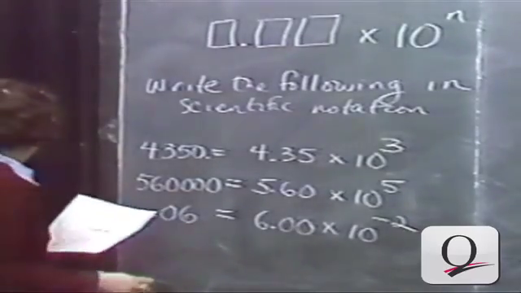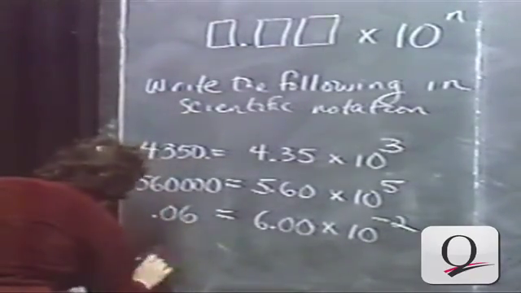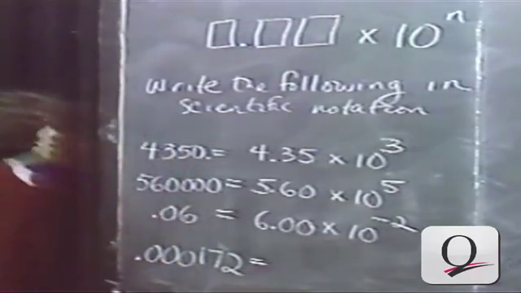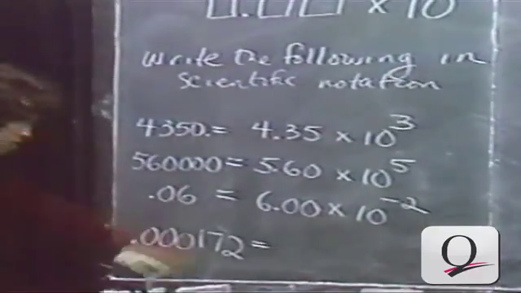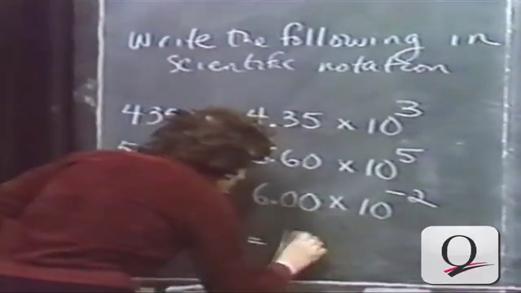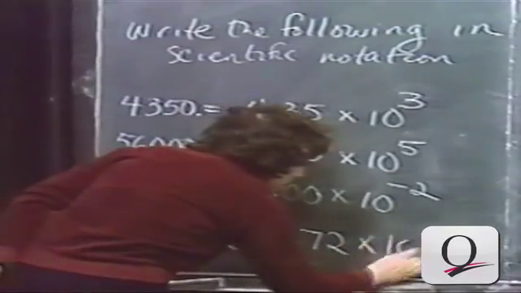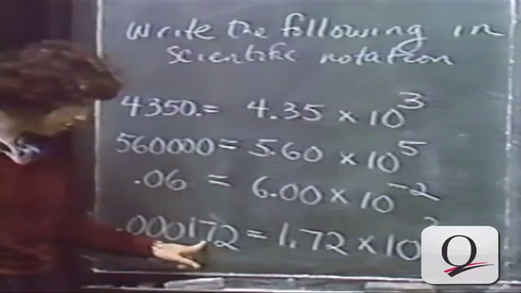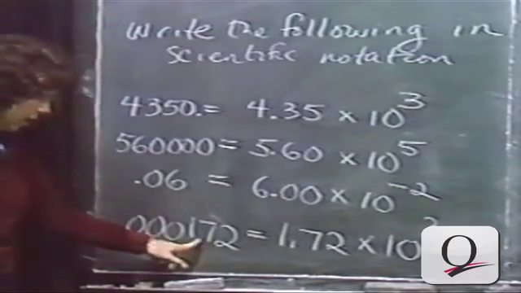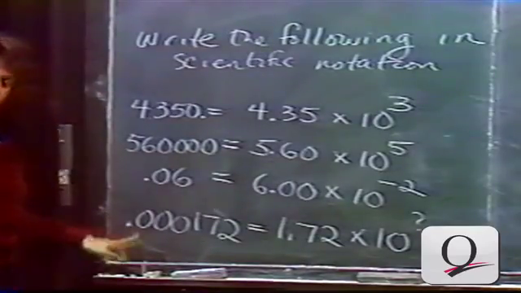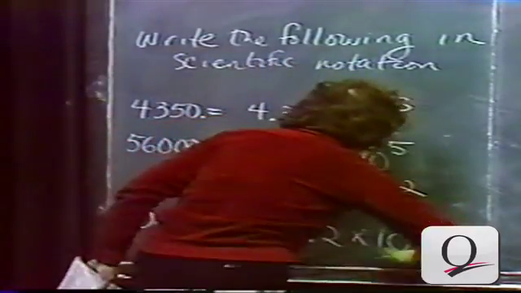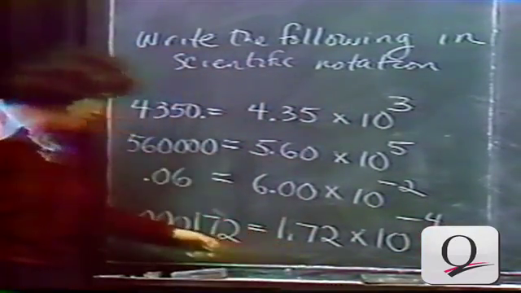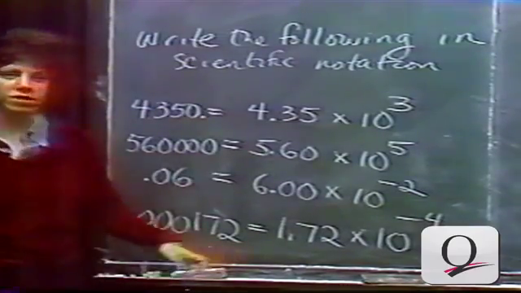Okay, let's try one more problem, 0.000172. We're going to write this in scientific notation. We'll write it as 1.72 times 10 to some power. 1.72 would put the decimal here. We really want it over here. We'd have to move it to the left once, 4 times. Moving to the left 4 times is the same as multiplying by 10 to the minus 4 power. If you have 1.72 and you move the decimal 4 places to the left, you will get 0.000172.